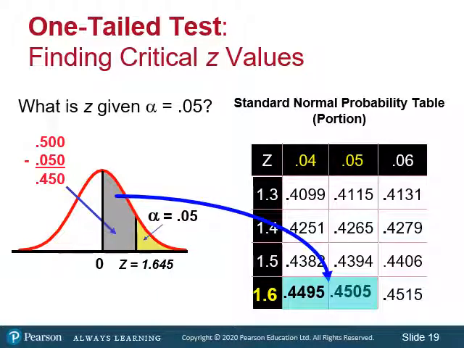From the table, we don't have an actual value of 0.45. It's actually in between 0.4495 and 0.4505. When we take the average of these two values, we get 1.645. So 1.645 is the Z value when your alpha is 5% and is one-sided, greater than.